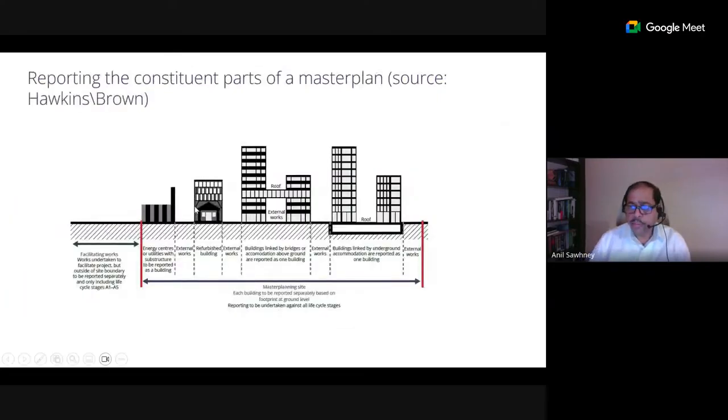Now, reporting the constituent parts of a master plan. Now you have a large campus that is under construction. How do you do the various assessments? So there is an energy center, there is a refurbished building, there are buildings that are linked by a bridge, there is a building that is linked by an underground tunnel or a connection, and there are some more external works. So basically, in the master plan site, each building is going to be reported separately.